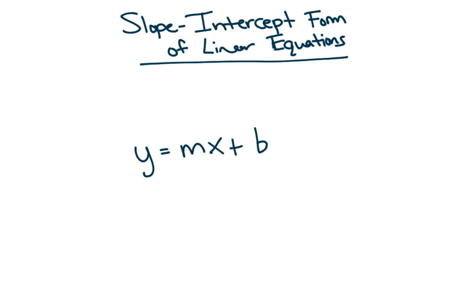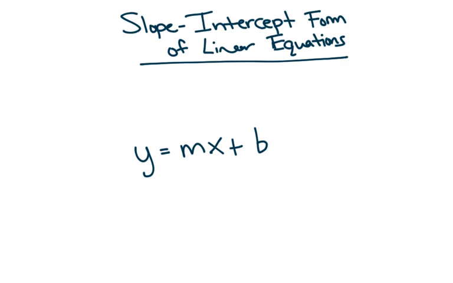All right, guys, today we're going to look at slope-intercept form of linear equations. This is probably the most common form you're going to see linear equations in, especially in a pre-algebra or Algebra 1 setting. It's going to look like the following. This is the generic form: y equals mx plus b.